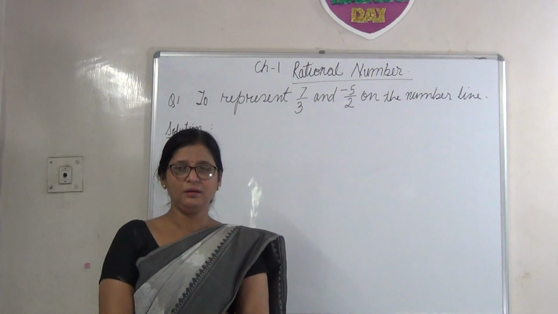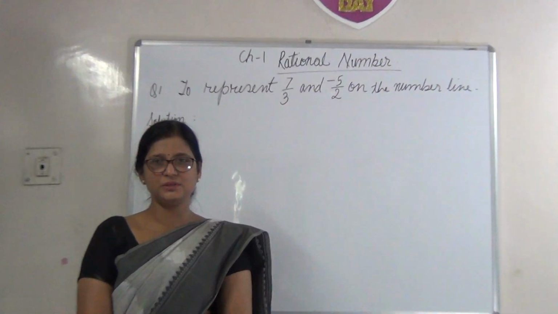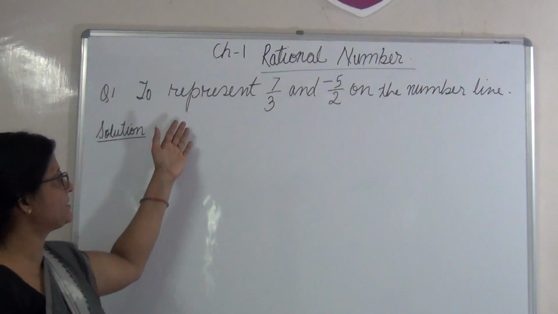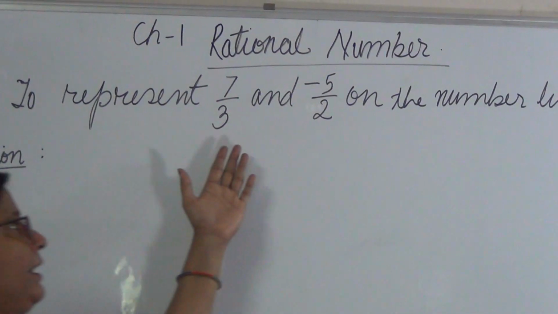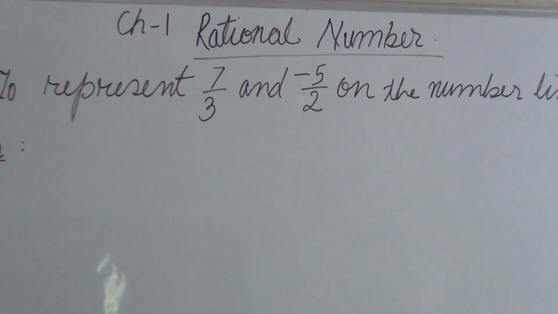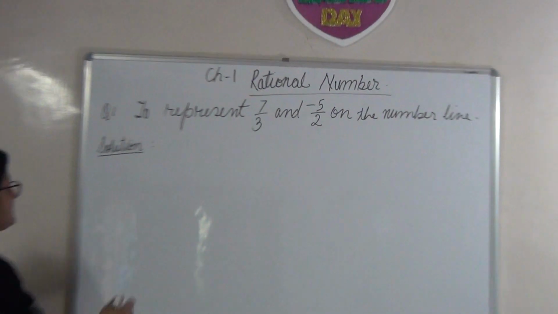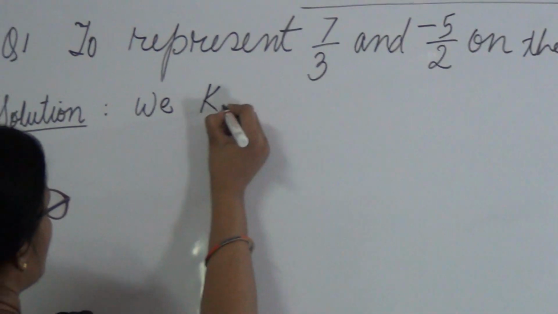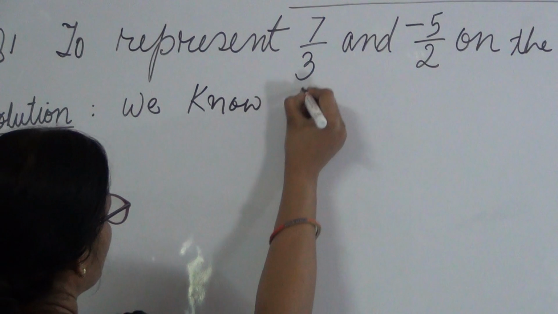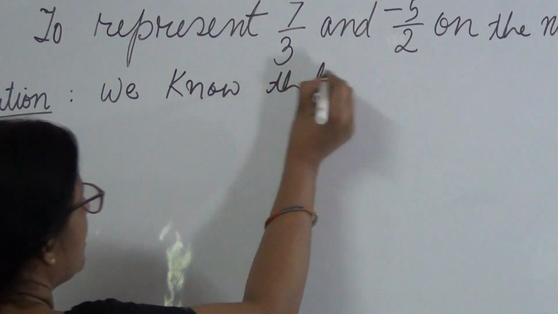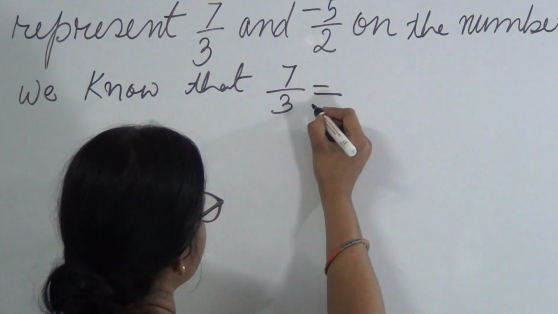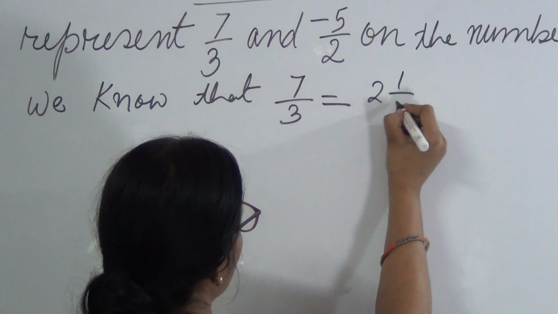Today we will learn how to represent rational numbers on number line. The question is to represent 7 by 3 and minus 5 by 2 on the number line. Okay, let us start. We know that seven by 3 is equal to 2 whole 1 upon 3.